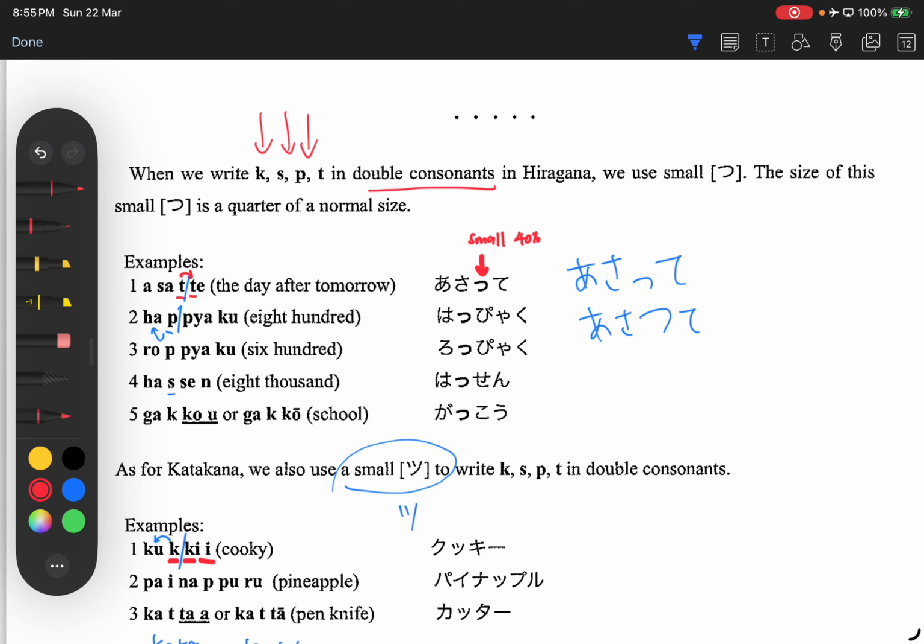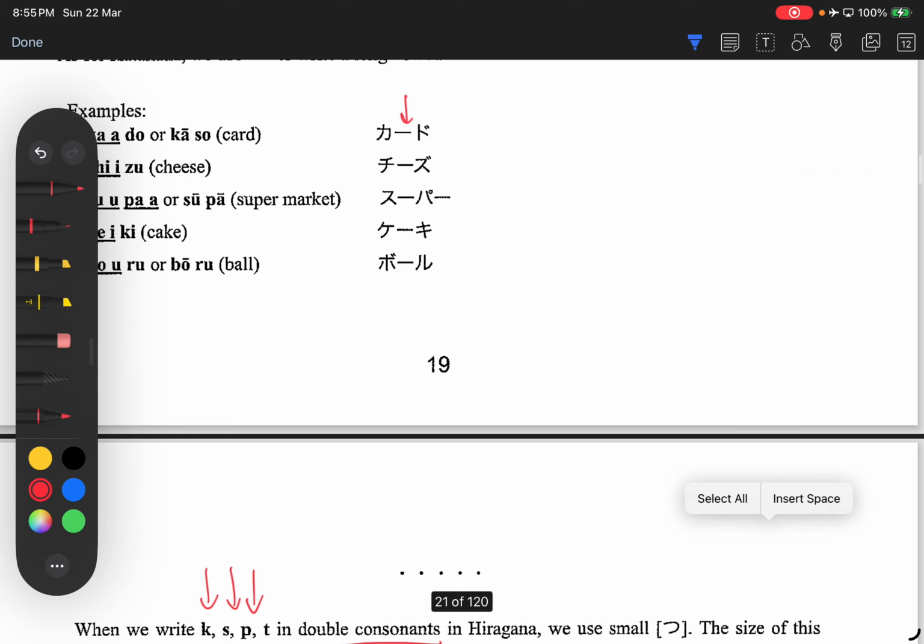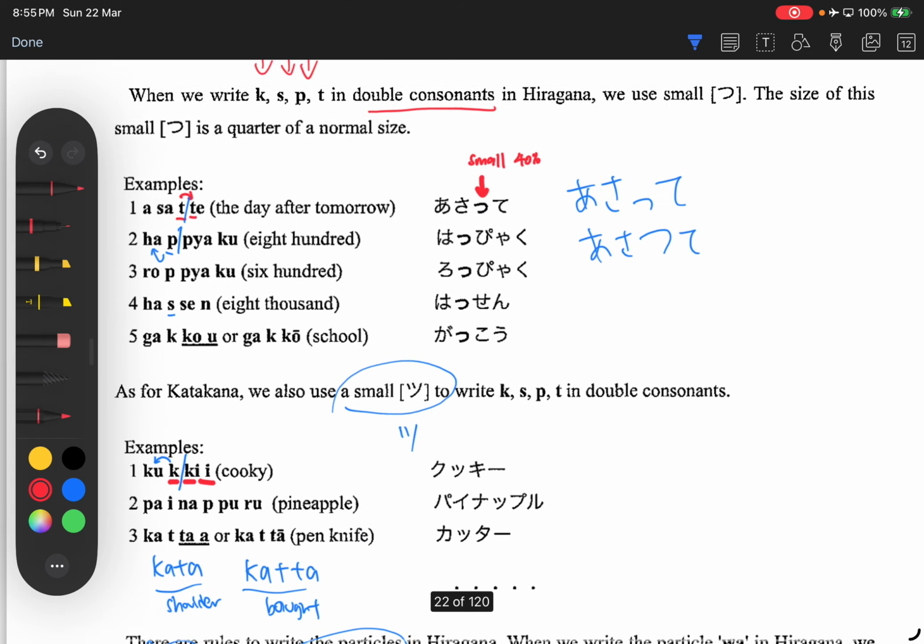Do you all see this one? Or am I missing a page? Is there anything in between these two pages? No, right? So this is the page.